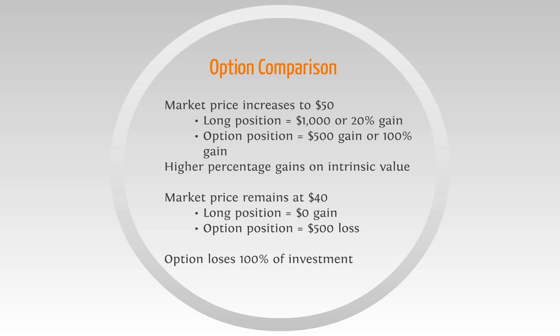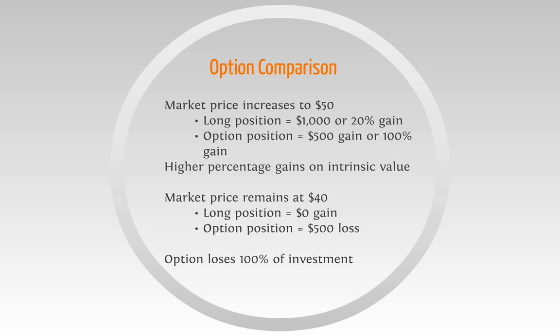Now, if the market price increases to $50, the long position is up by 20%. They have a 20% gain, or $1,000. The option position, on the other hand, has gained $500, but that's essentially doubling their money. They've made a 100% gain because of their leveraged position.